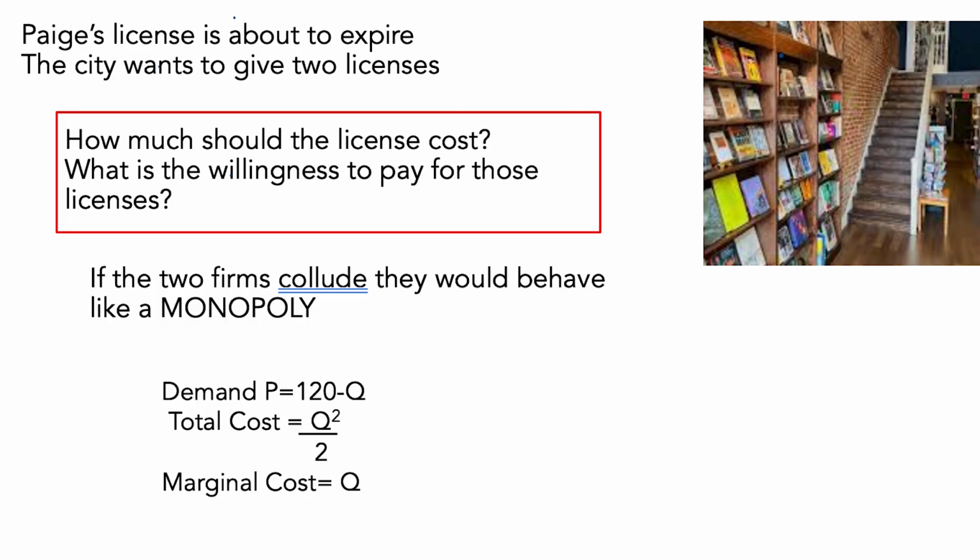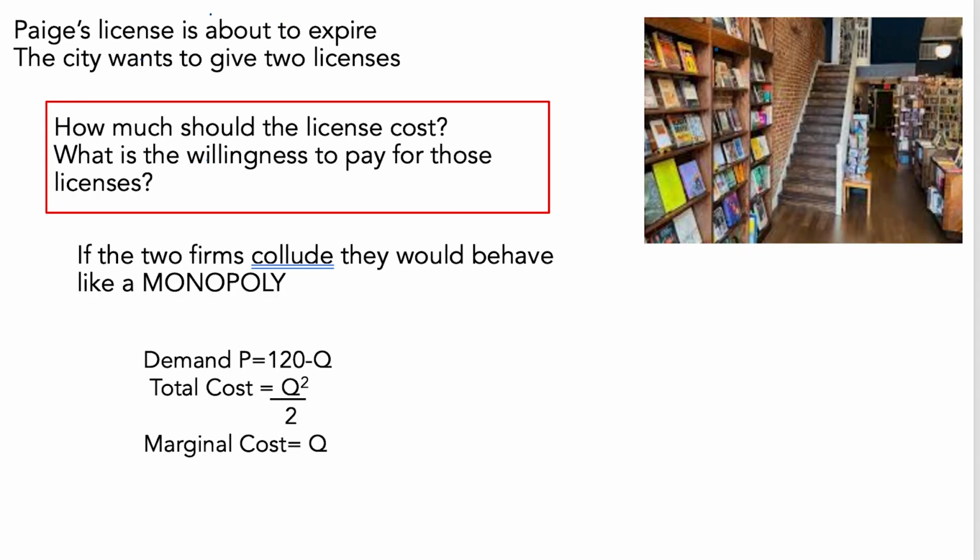Okay, class, let's explore one last alternative. What if the firms decide to collude when they are giving out the licenses? If the firms collude, they would behave as a monopoly. Let's just suppose that there's an agreement that they behave as a monopoly, but each produces half of it.